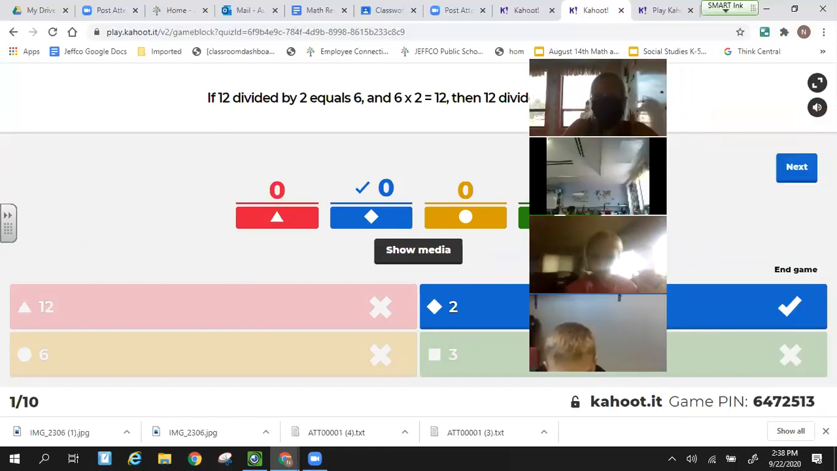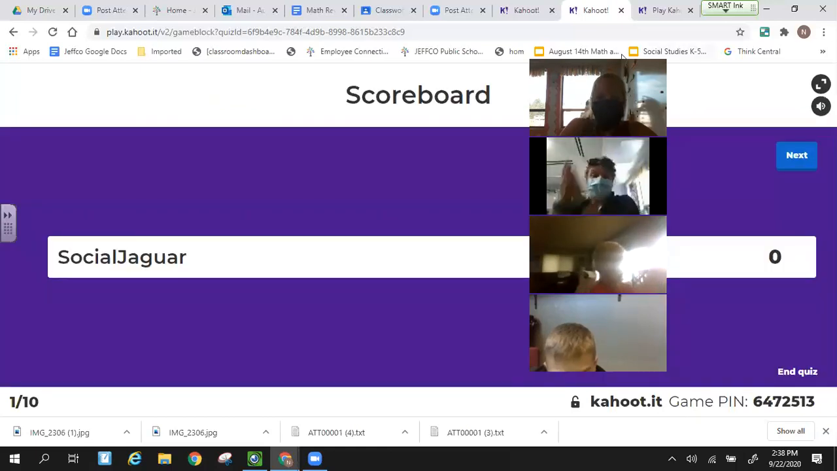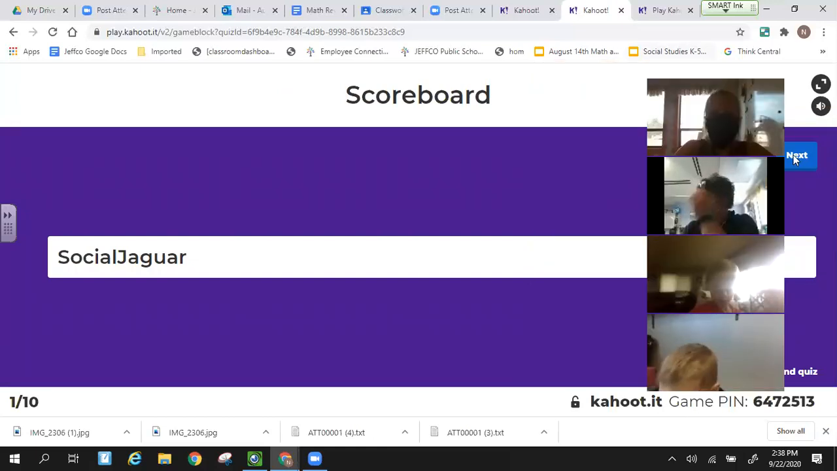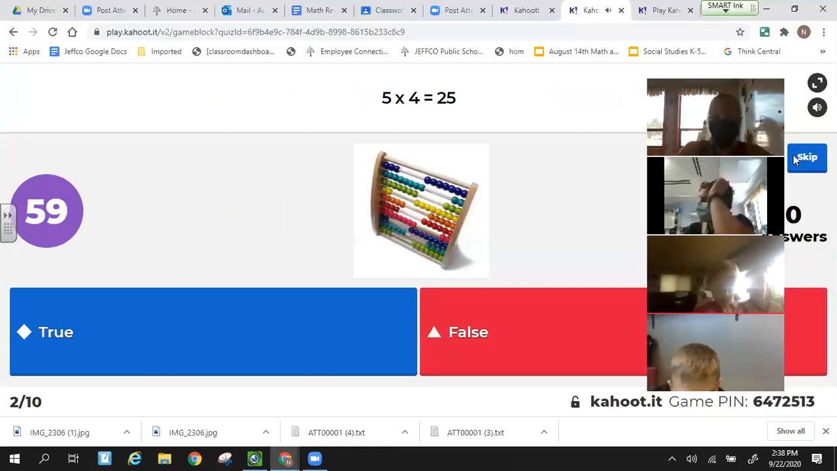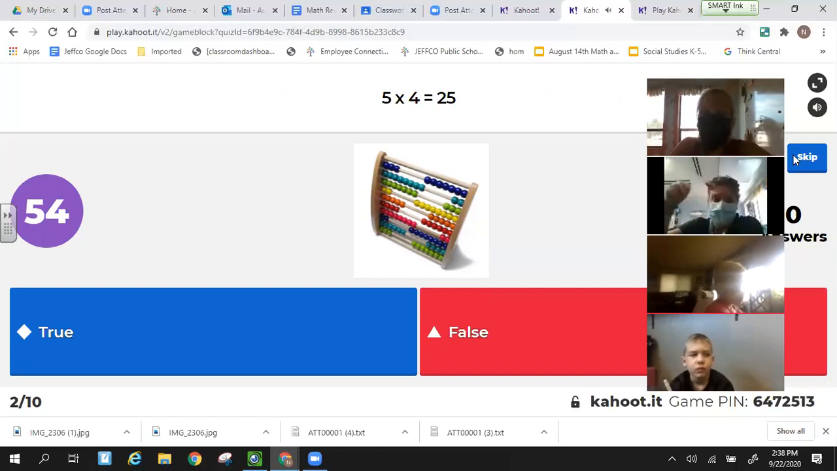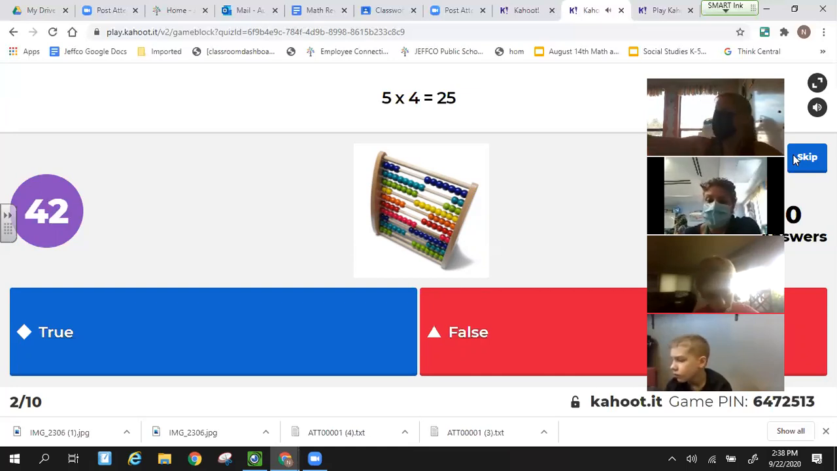All right, get your pens ready. True or false? 5 times 4 equals 25. Write it on your board. If you think false, you got to tell me what it does equal. True or false? 5 times 4 equals 25. Waiting to see. If you have an F, you better have the correct equation. Write out the whole equation.